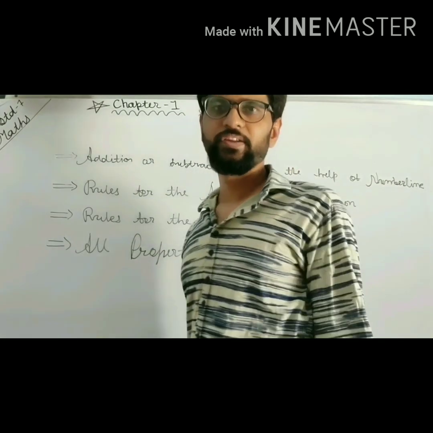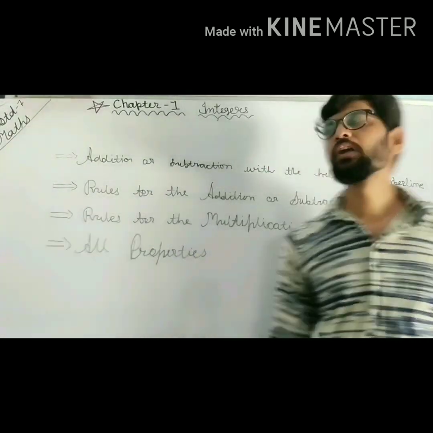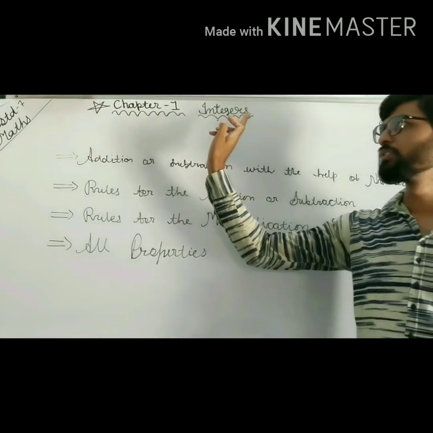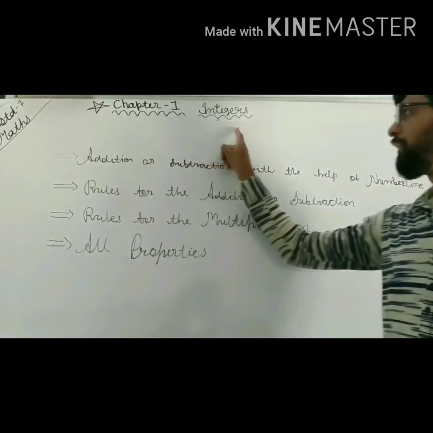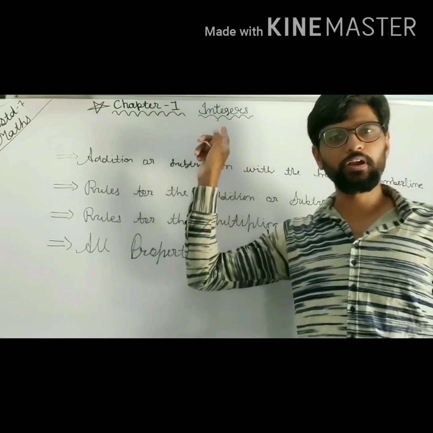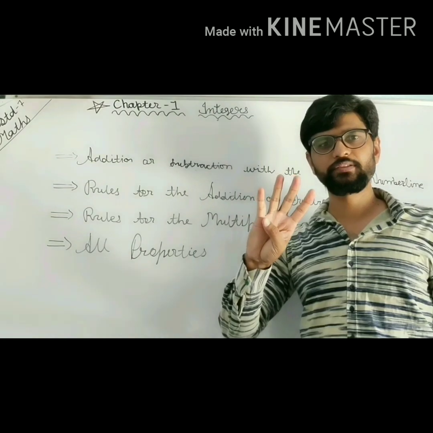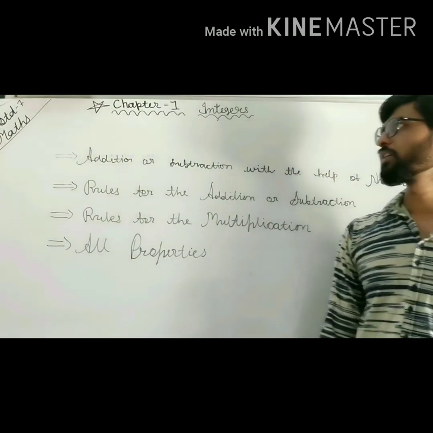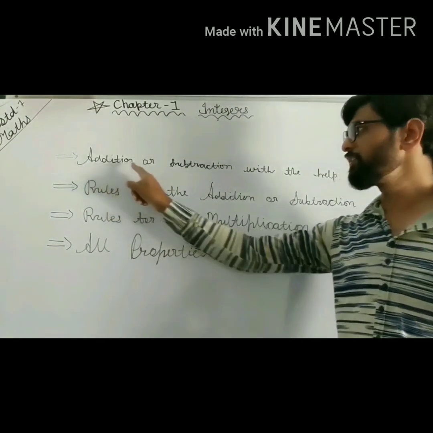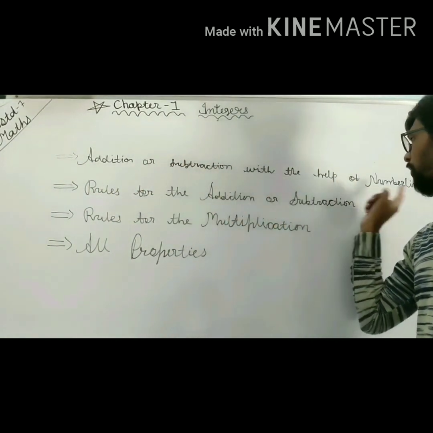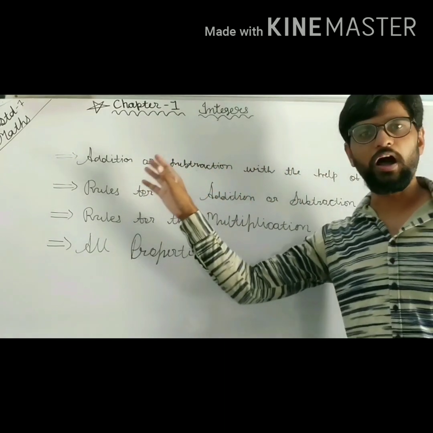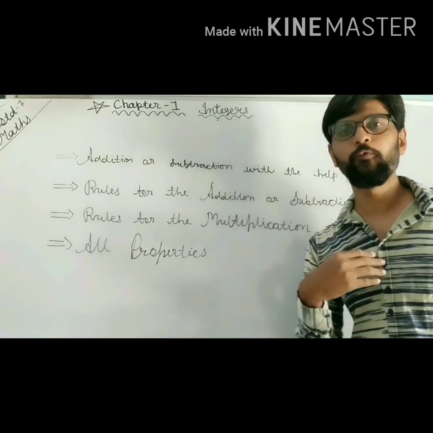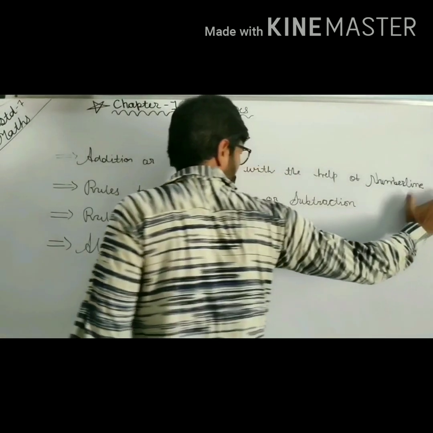Hello guys, today I will teach you chapter 1, standard 7 maths, integers. In this chapter there are four main topics which will definitely help you in all the sums of the chapter. First one is addition or subtraction with the help of the number line, meaning how we will add or subtract numbers. It will help us understand by the number line.